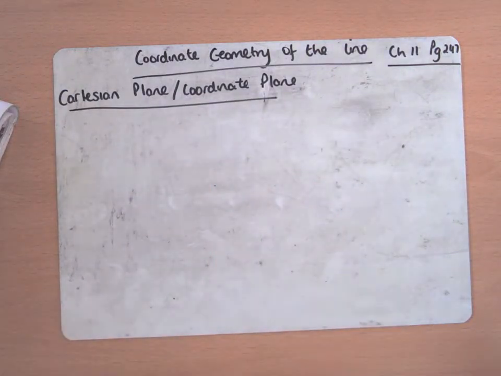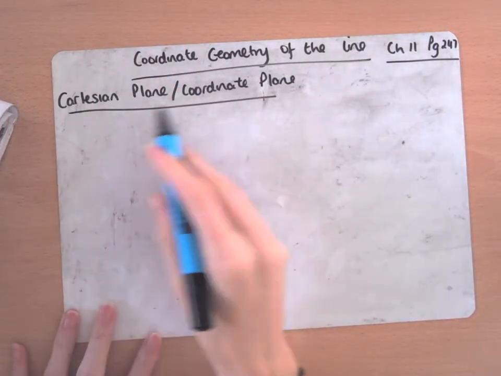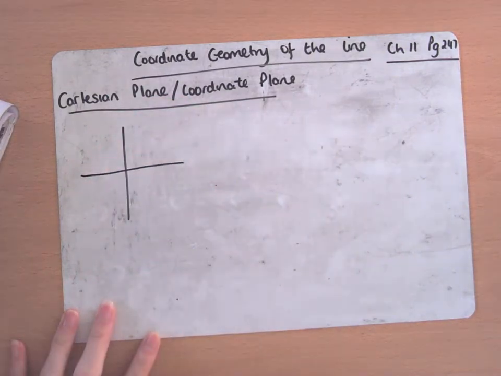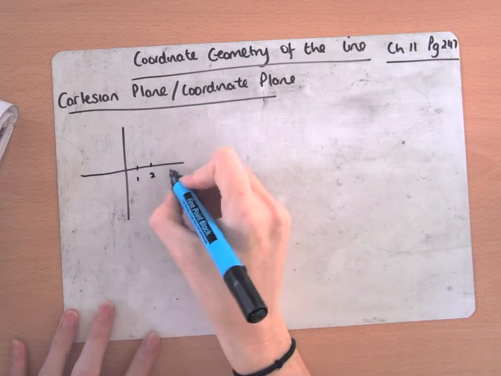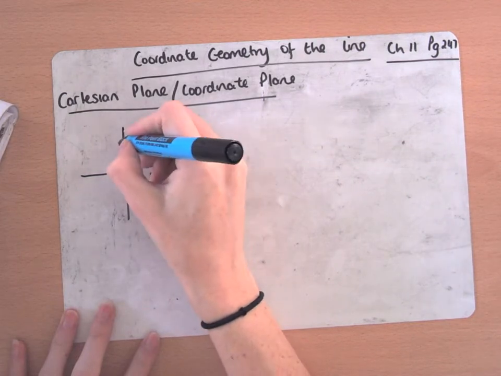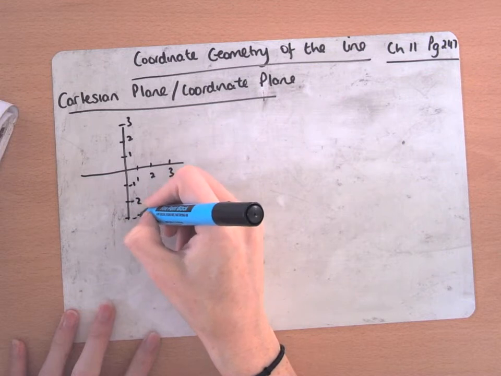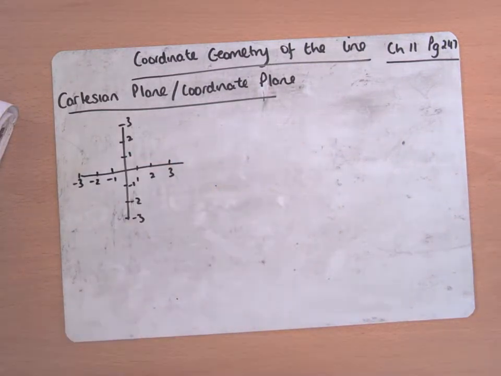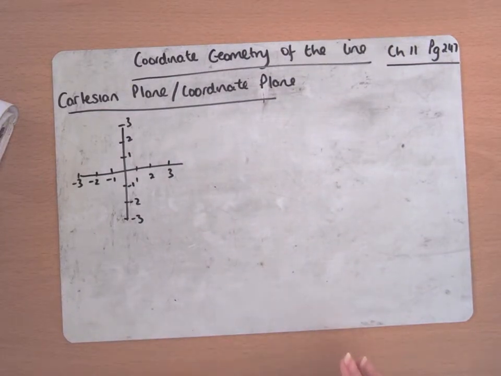Okay, so we're just going to do a brief recap of what you did in first year. This is the Cartesian plane or the coordinate plane, and that's what that looks like. We've done this in functions. So there's your Cartesian plane or your coordinate plane.